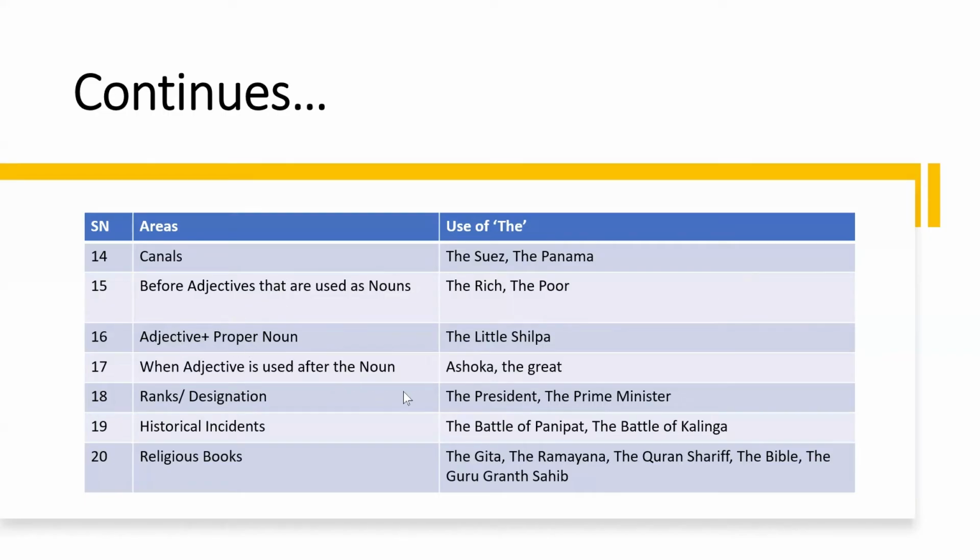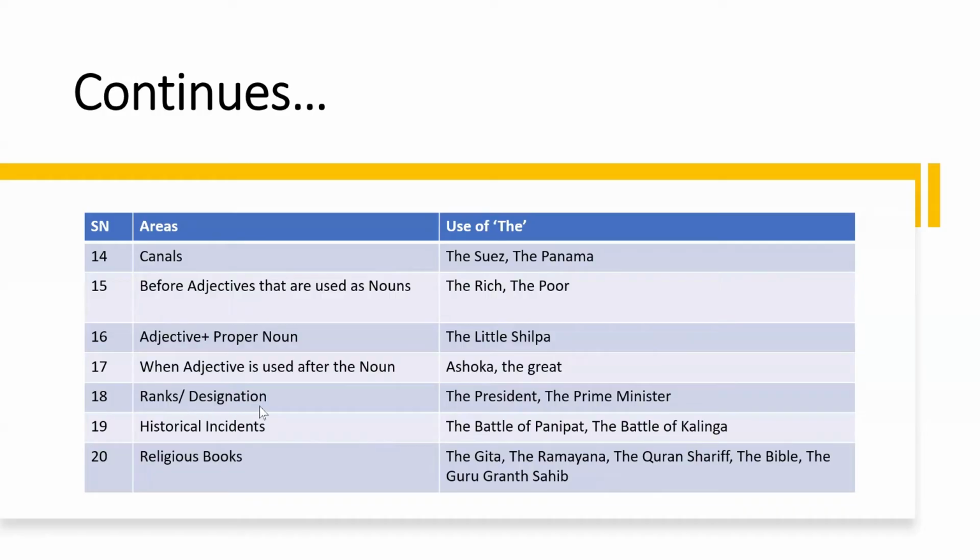Adjective plus proper noun. Little is an adjective, the proper noun is Shilpa. Before that also the. So what do you say? The little Shilpa. When an adjective is used after the noun, for example, Ashoka is a noun and we are using the adjective great, the definite article the will come over here. Ashoka the Great. And we can stress upon Ashoka the Great. That is the right pronunciation.